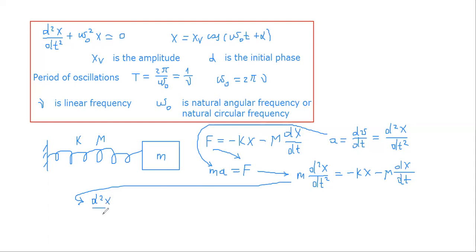d2x by dt squared plus mu divided by m, dx divided by dt, plus k divided by mass m, k divided by m multiplied by x, and this is equal to 0.